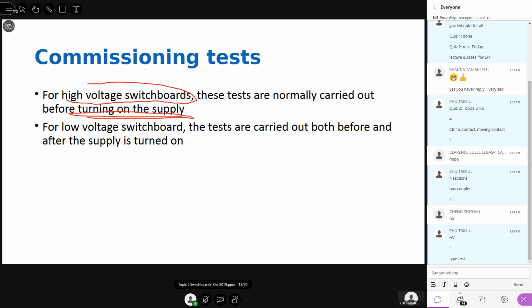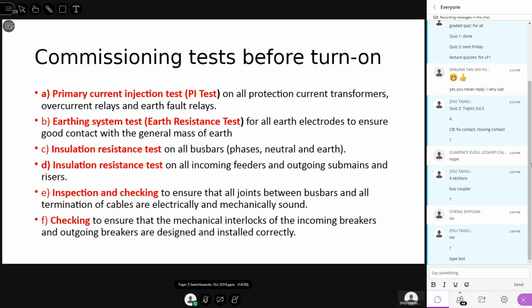Then for the low voltage switchboard, you have to do both. Some tests are before switching on, and some of the tests are after the supply is switched on. So there are two parts: the tests before and after the supply is turned on. Then what are the commissioning tests you have to do as a switchboard manufacturer? There is a long list you have to carry out, with many items on it. Now you have to do a primary current injection test.